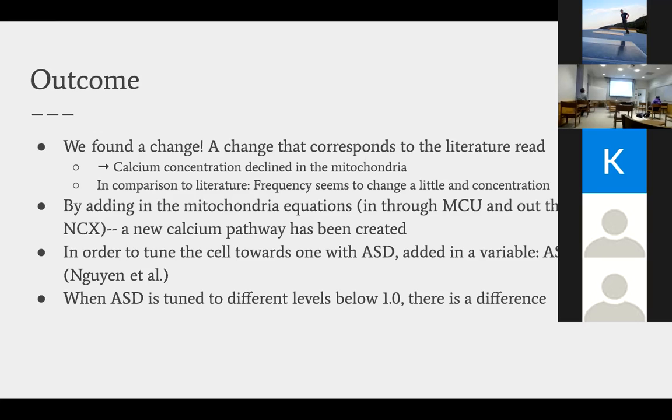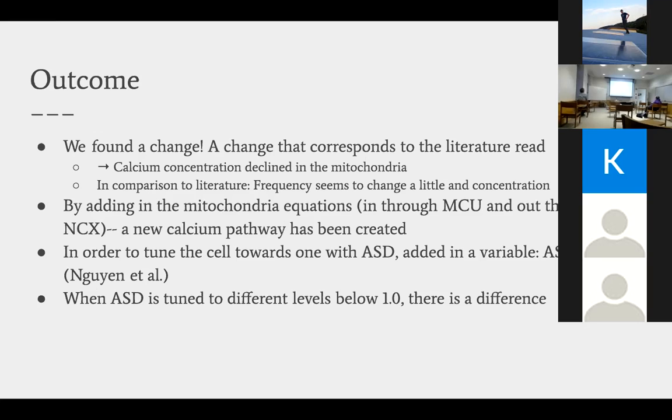Okay, so in that mitochondria equation that I came up with to make calcium come in through the MCU channel and then out through the exchanger that I showed you before, it added this new calcium pathway into the cell. And so with that model and that equation, in order to tune the cell towards a cell with autism, we added in a variable called ASD, and it ended up just being 1/10 because they saw that 10-fold decrease in the frequency of calcium coming out of the endoplasmic reticulum.